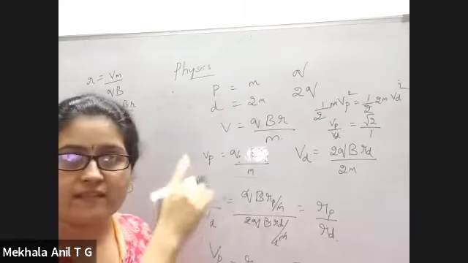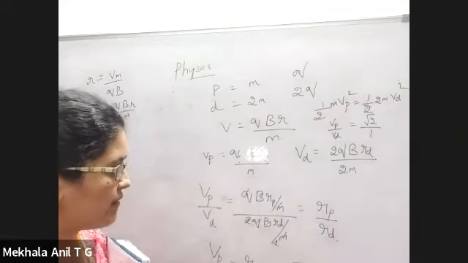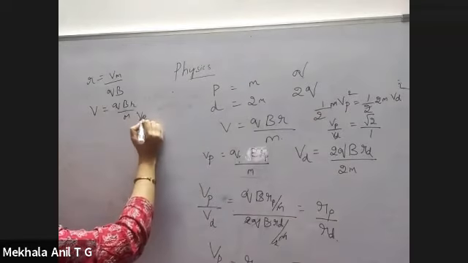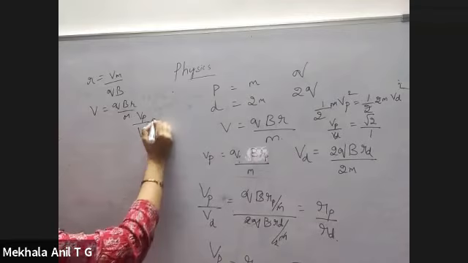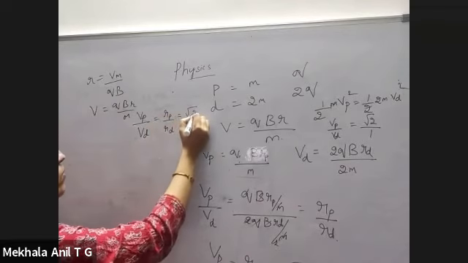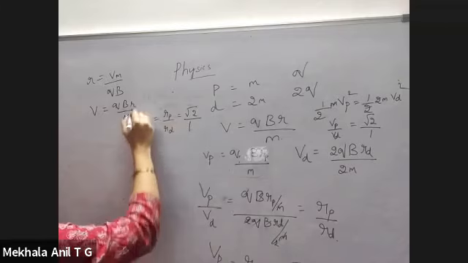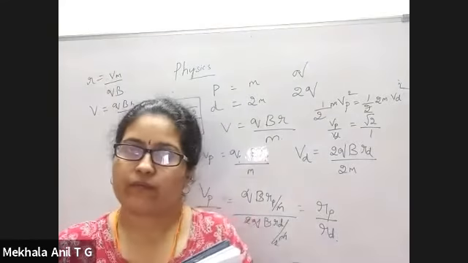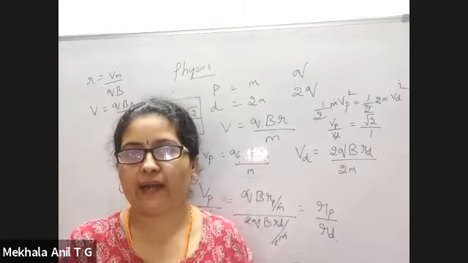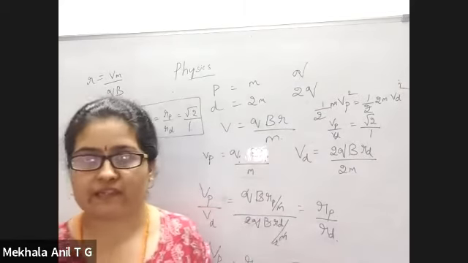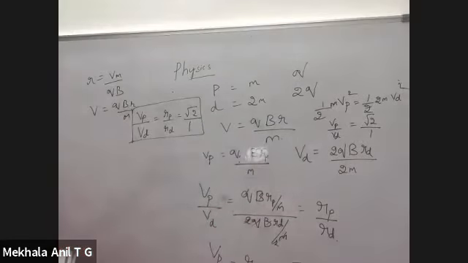I hope this problem is clear to you, or if this step is not visible, I will write here: vP by vD is equal to RP by RD is equal to root 2 by 1. This is the ratio of the radii of proton and the deuteron when they both have the same kinetic energy. So the next problem.